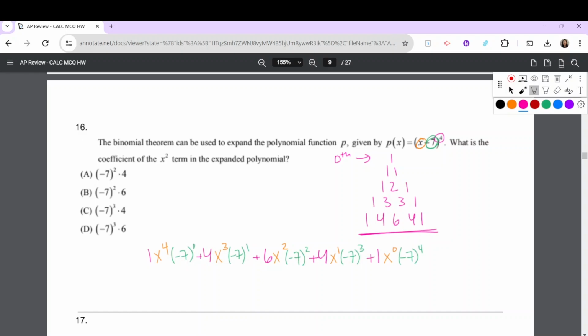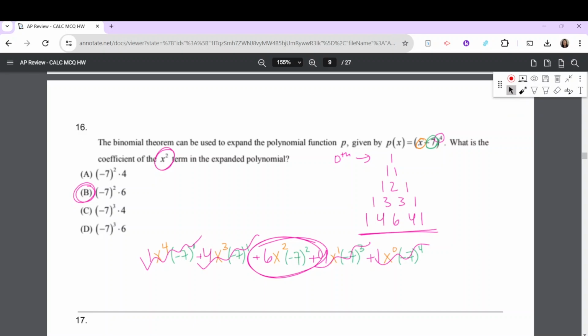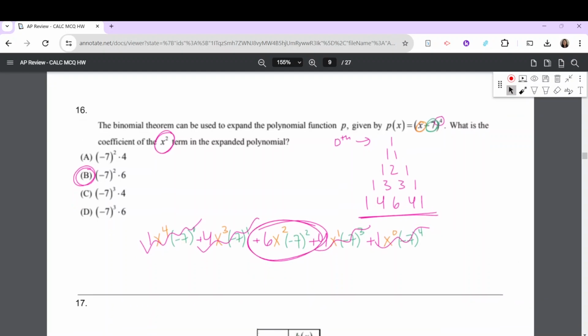And this question is not even asking for the full answer, but it's just asking for the coefficient of the x squared term. So I don't really care about this, this, or that. I'm only caring about what is going to be the final result coefficient here. So I can see that I have negative 7 getting squared and I have a 6, so that looks like answer choice B. Now granted, they might also make you multiply that out, so you can do 49 times 6 and see what that coefficient would be if it actually has you simplify that.